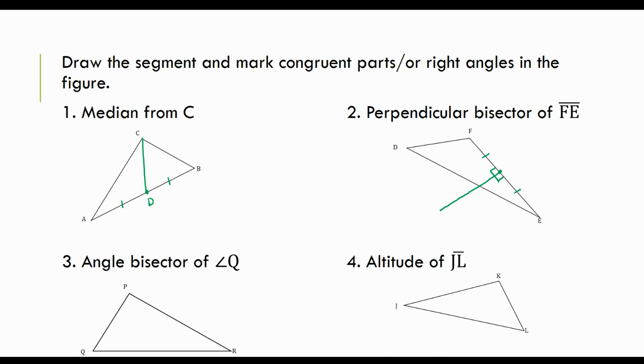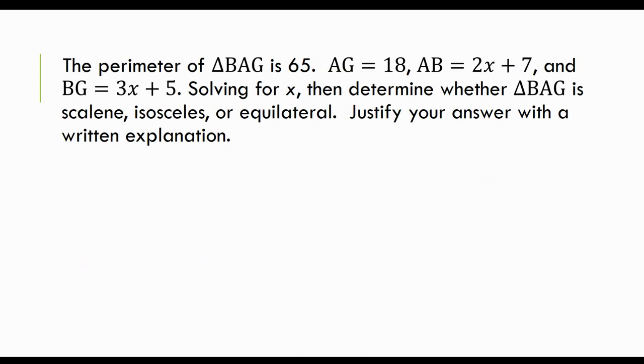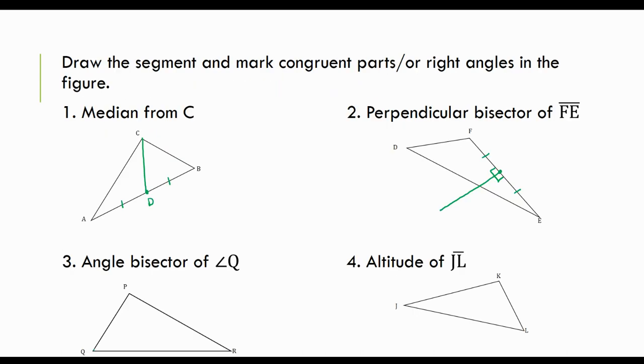Number 3 is asking for an angle bisector of Q. If angle Q is being bisected, I want to draw a segment, or you can even draw a ray, that divides angle Q into two smaller congruent angles.